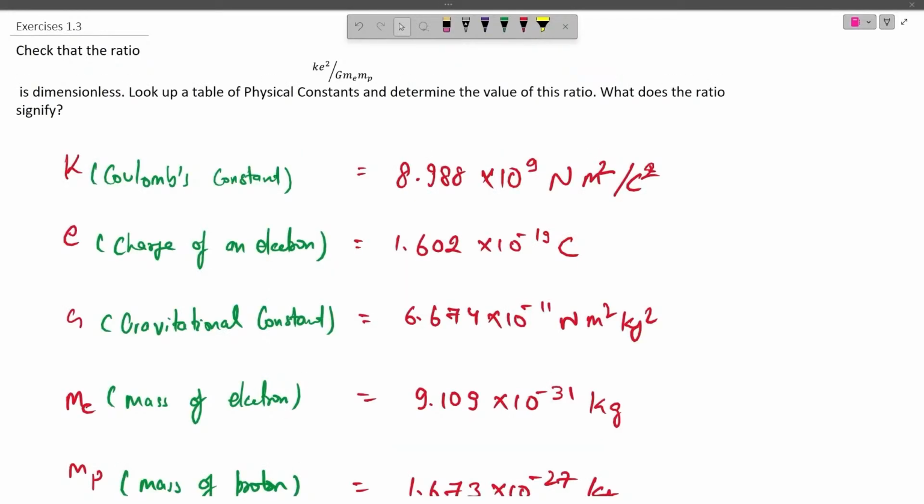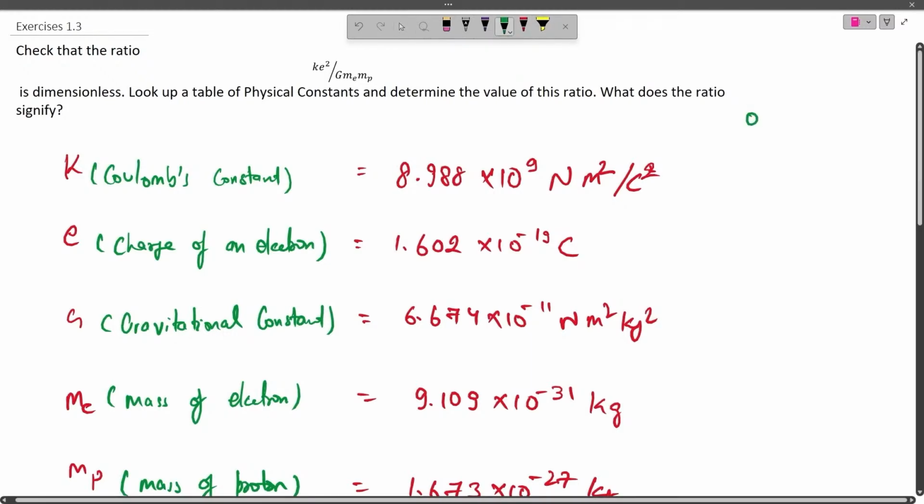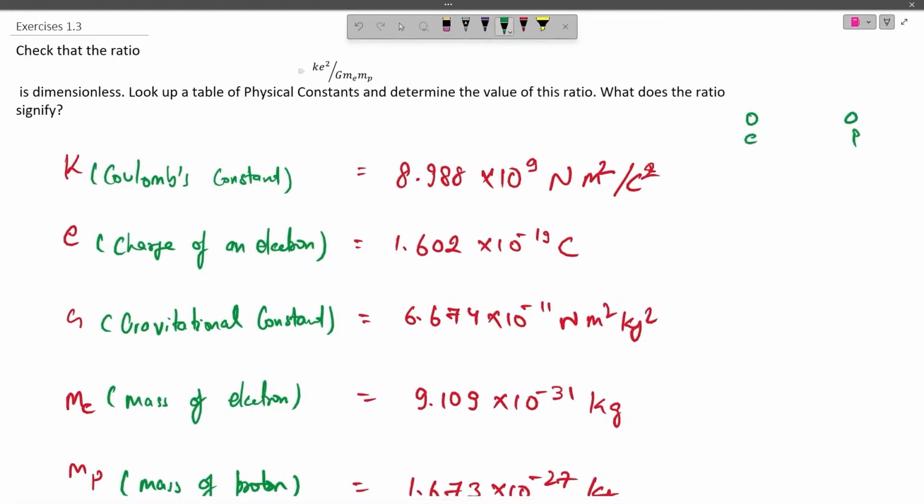The question says: check that the ratio ke² / (G m_e m_p) is dimensionless. Look up the table of physical constants and determine the value of this ratio. What does this ratio signify? So here in the question, the scenario is of two particles, namely electron and proton, and this ratio represents the ratio of the electrostatic force to the gravitational force.